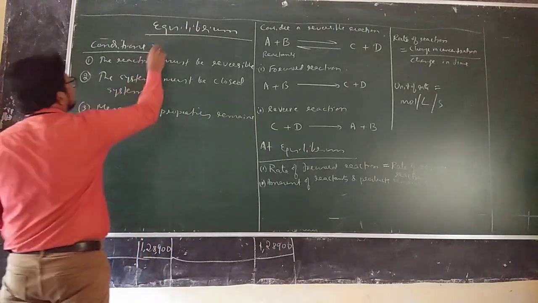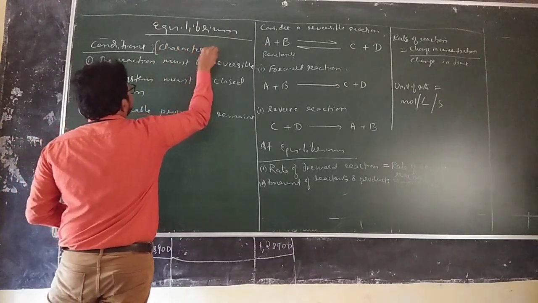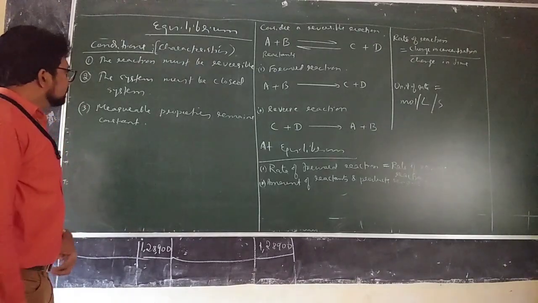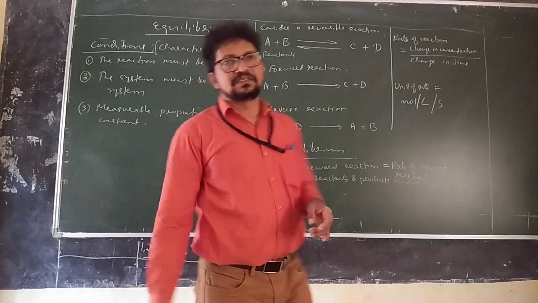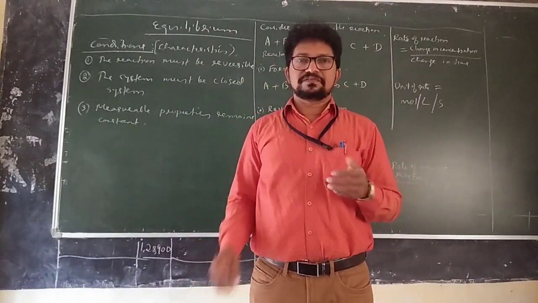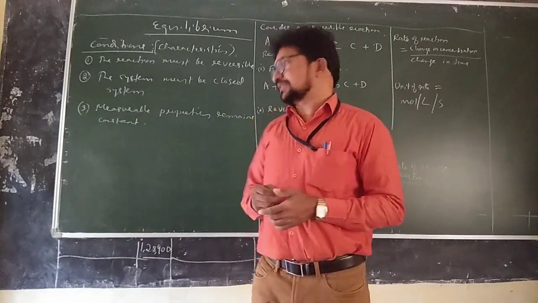So conditions, and also you can have characteristics also. Characteristics also you can give a heading. So measurable properties remain constant. It will not be possible to change all those, temperature, etc.